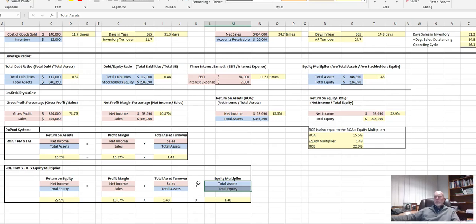So that is a sweeping overview of various ratios that can be used for financial statement analysis, and I hope you can use that along with the reading in the book to gain insights into your company.